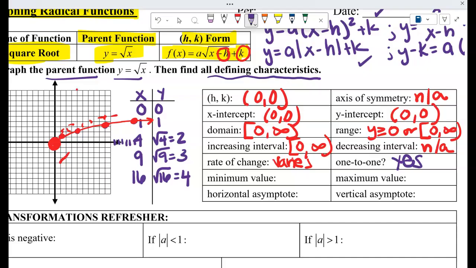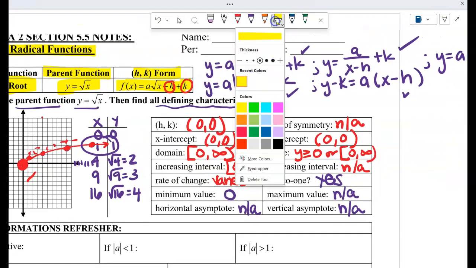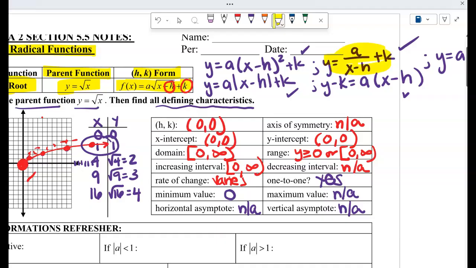We have a minimum value. A minimum value is the lowest value, and we only use the y value. In this case, y is 0. Maximum value is none, because this arrow right here, guys, it goes on forever and upward. So NA for maximum. We do not have any horizontal asymptote for our square root function. Remember when we were studying the rational function, we had the horizontal and vertical asymptote.